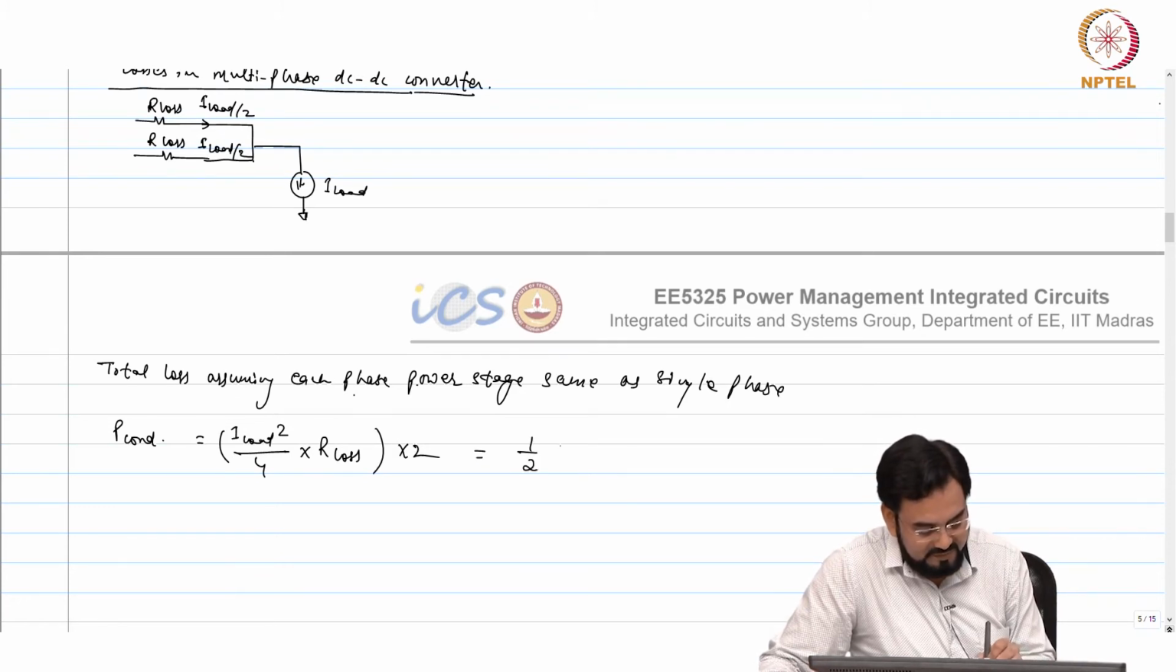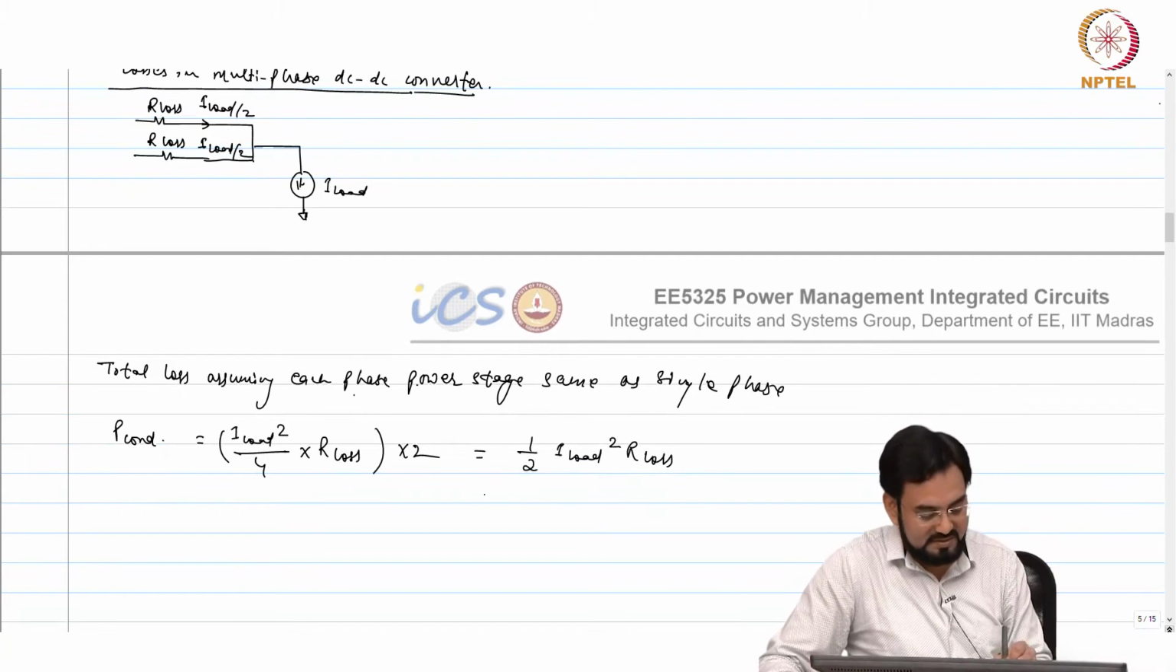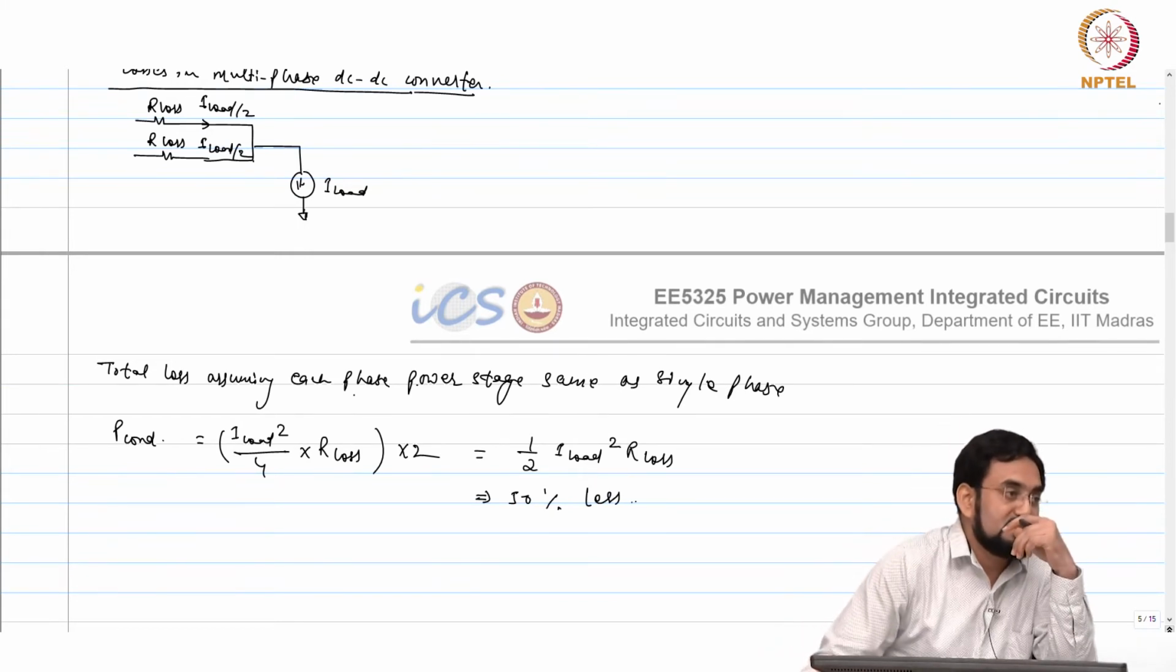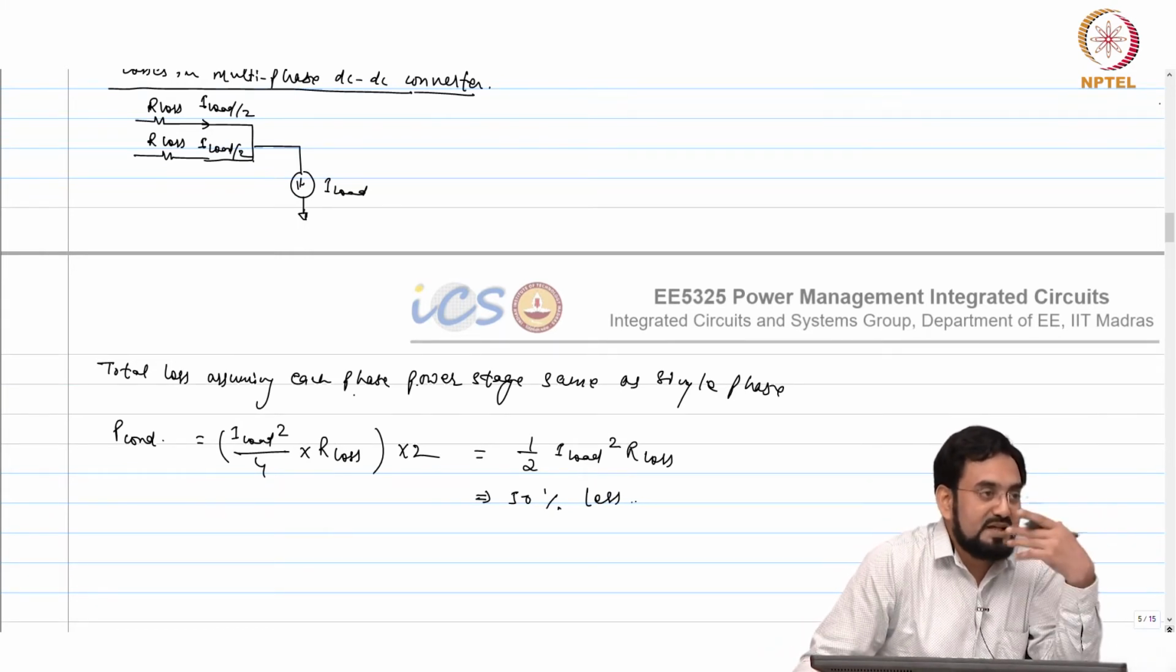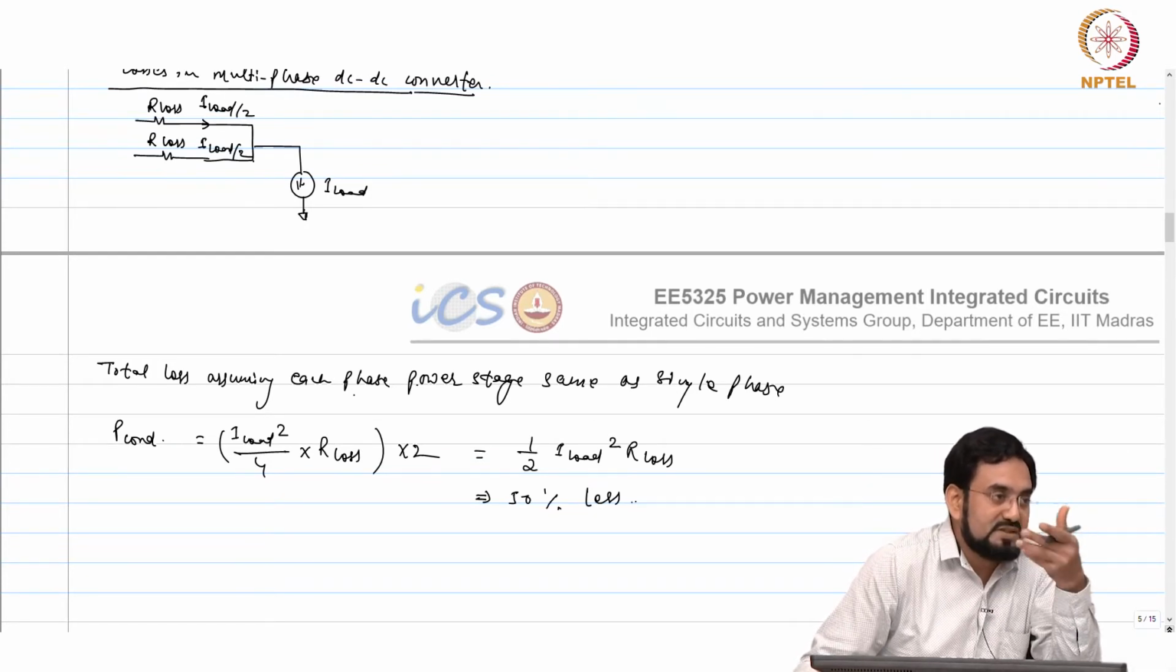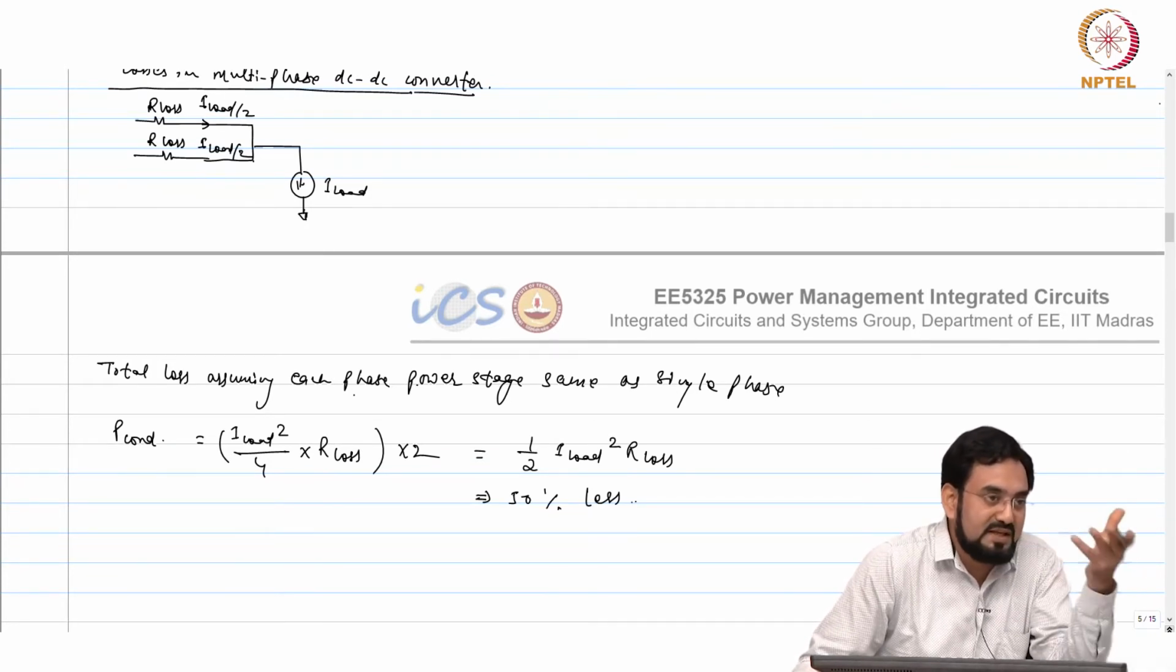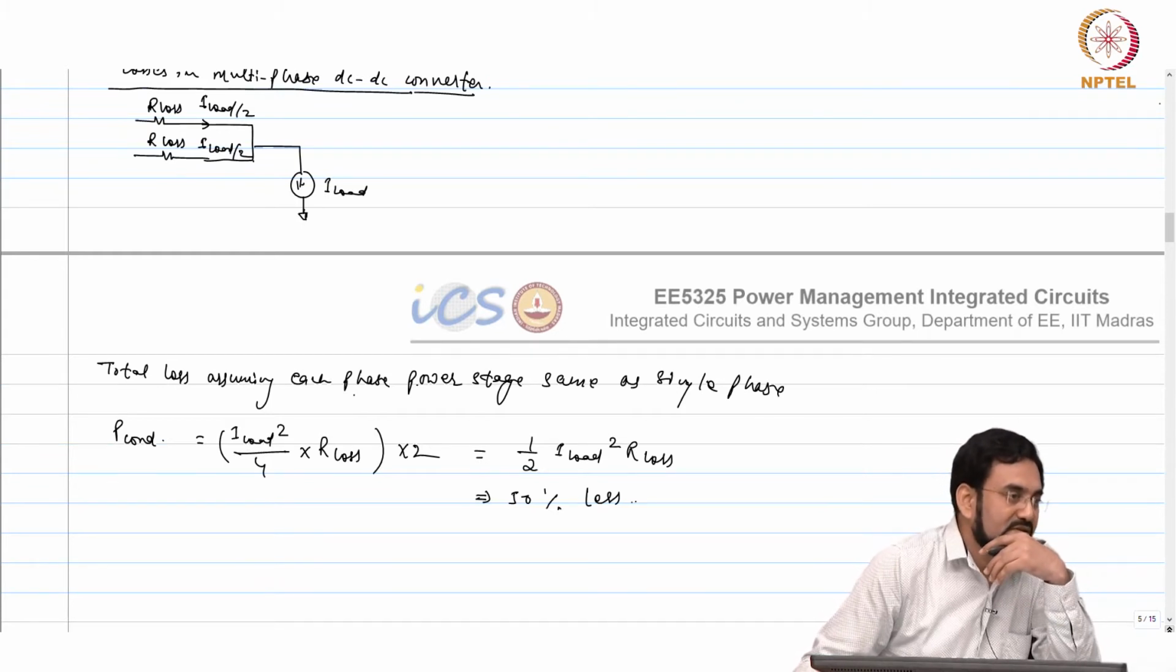So half of which is 50% less. So if you keep the same size, then in multi-phase your conduction losses will be lesser, because each phase is carrying only half the current.